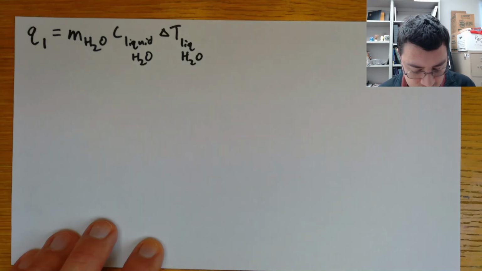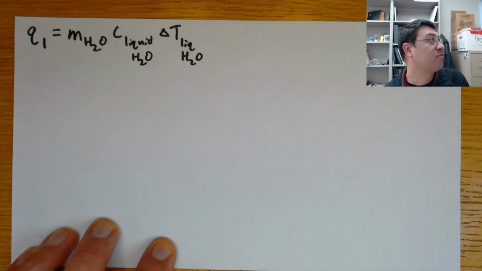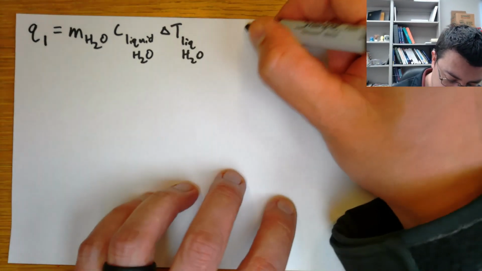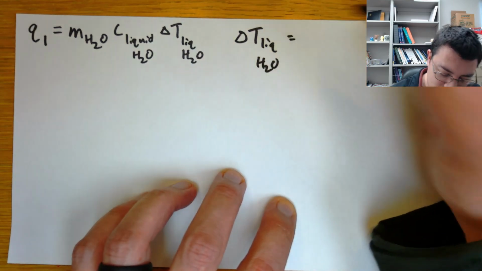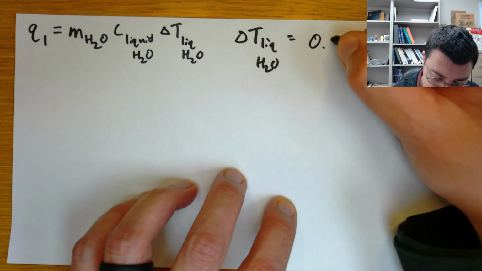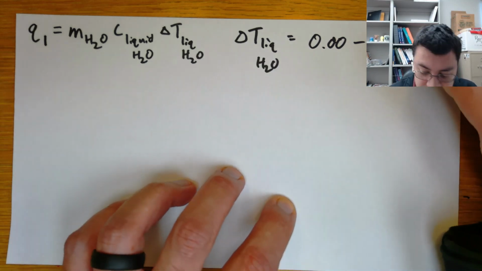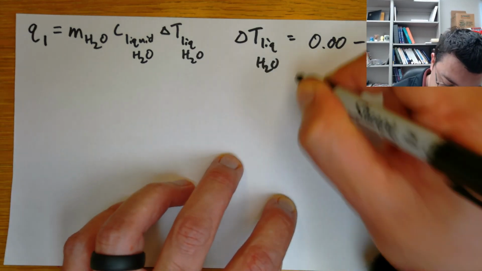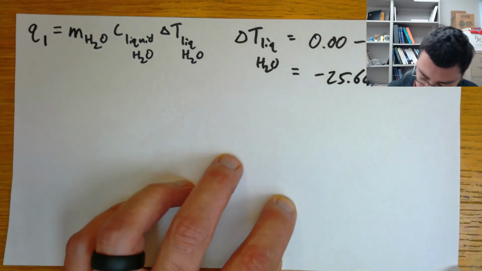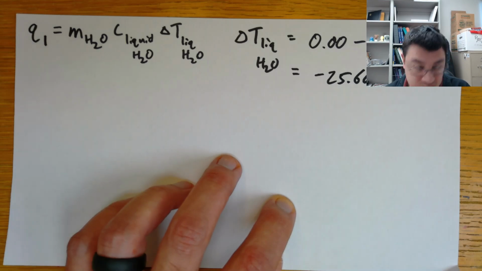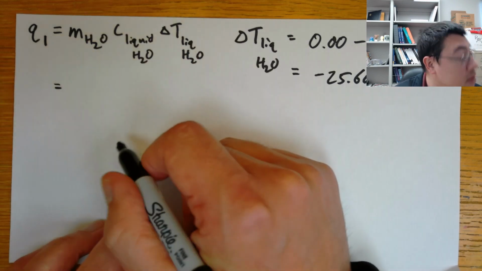Okay, so we're going to cool down the water, liquid water, from 25.6 to 0. I like to calculate my delta T's immediately. Our final temperature is 0, and we're starting out at 25.60. So that means we're going to have a negative 25.60 degrees Celsius as our delta T. Okay? All right, so plug and chug.